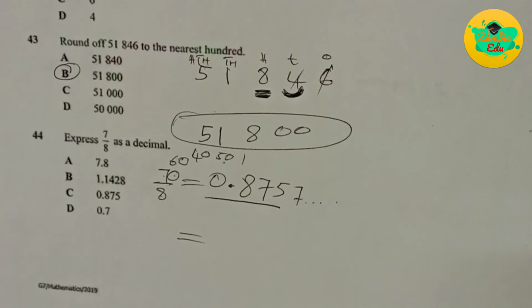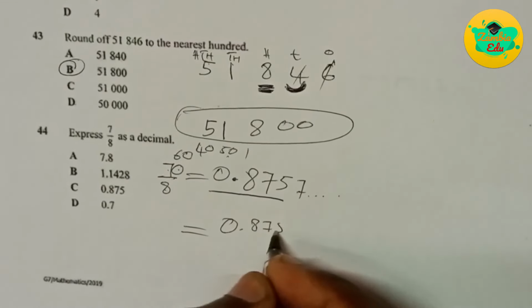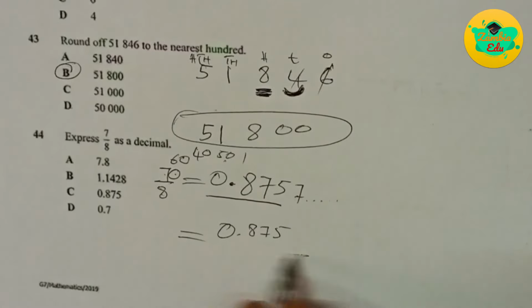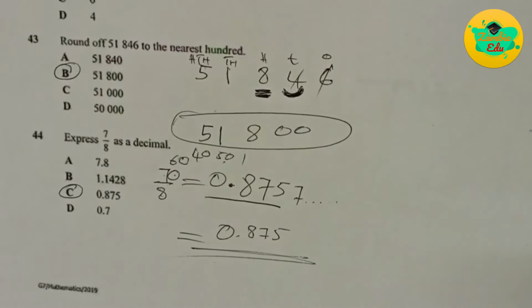And if we are to prove this, if we just punch 7 divided by 8 on a calculator, you see that still you get your answer being 0.875. In that we see 0.875, we have it as option C. So our answer for question 44 is C.